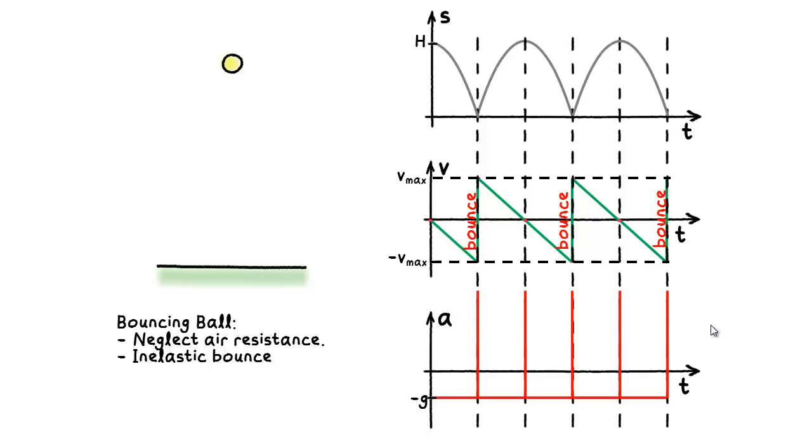Hello. In the previous video, we sketched the graphs for a bouncing ball, assuming that each bounce is elastic, meaning that there's no loss in kinetic energy during the bounce. How would the graphs look if the bounces are not elastic, meaning that there's a loss in kinetic energy during each collision with the floor? As usual, let's start with the VT graph.